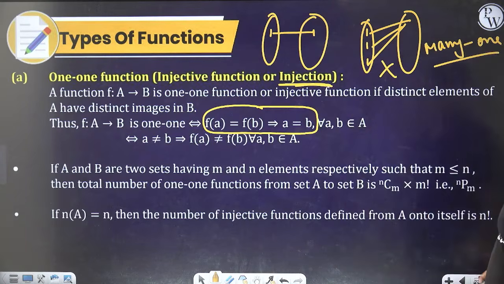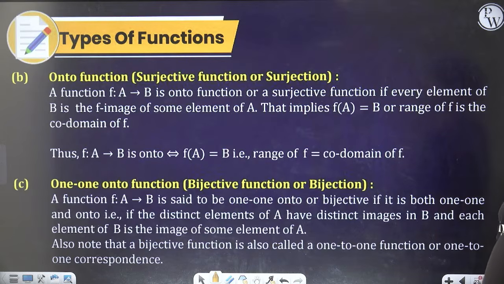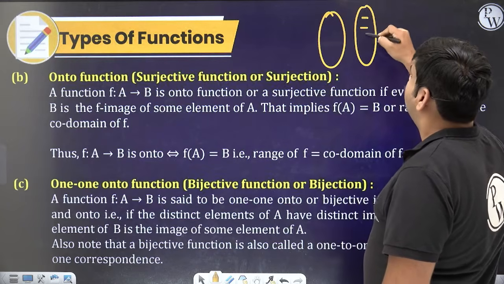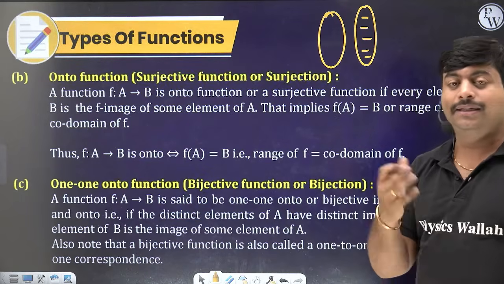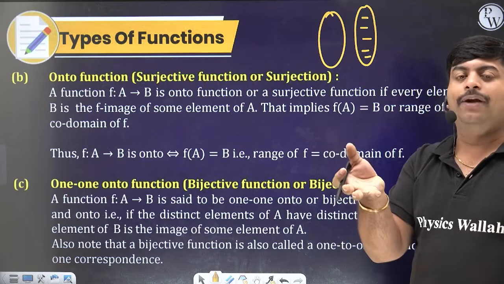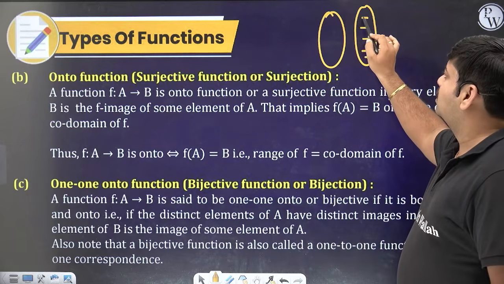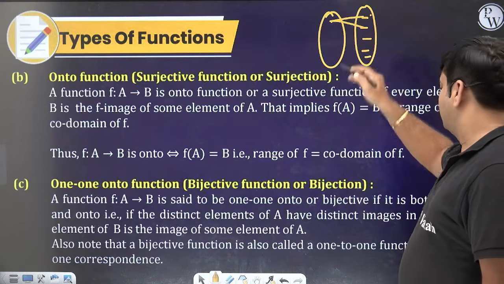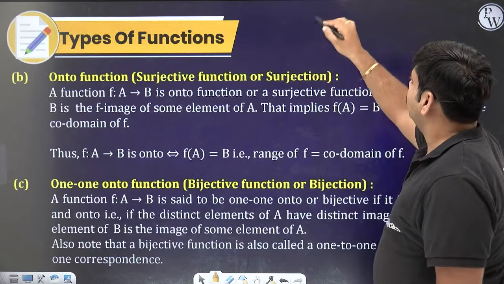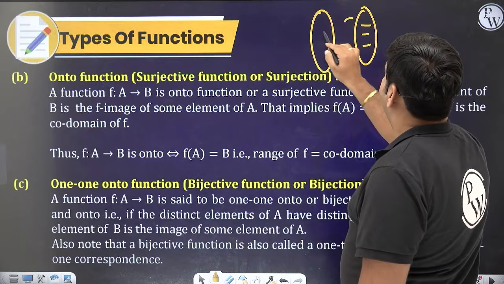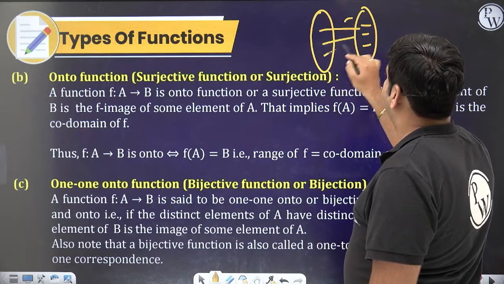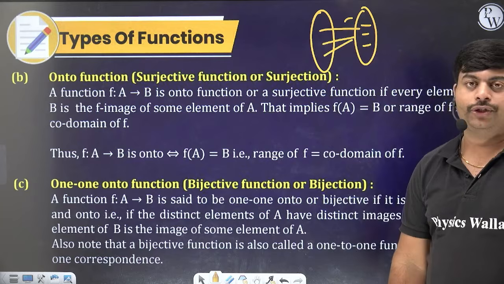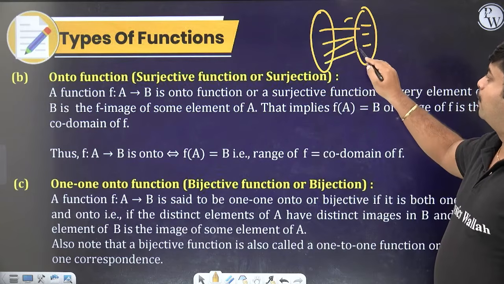Quickly moving, the next one is onto. In onto, the complete domain should have mappings. In other terms, the range should be equal to the codomain. What is range? Range means all the elements which have mappings, right? A function can be mapped like this, leaving some element here. That's not an onto function. In an onto function, we should also have a mapping for this.